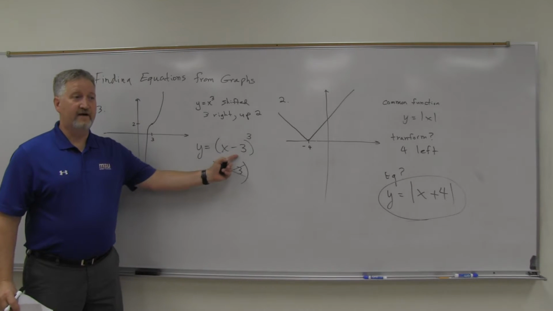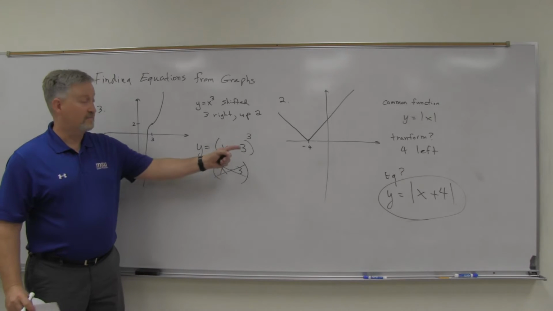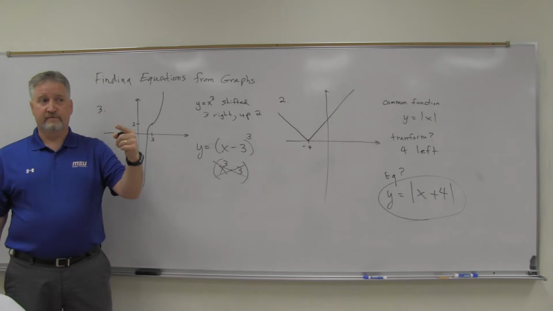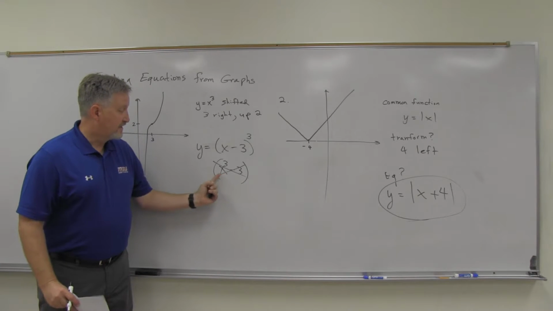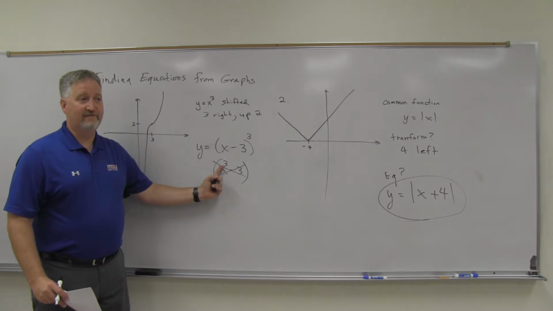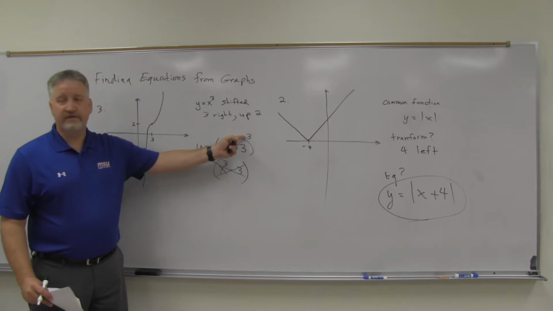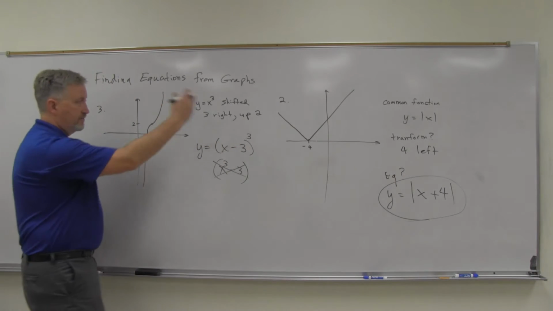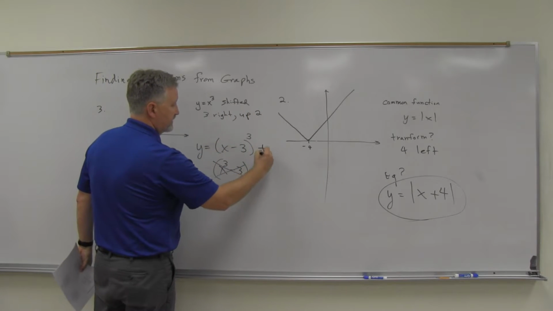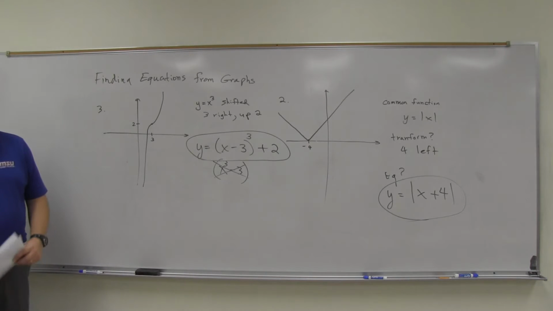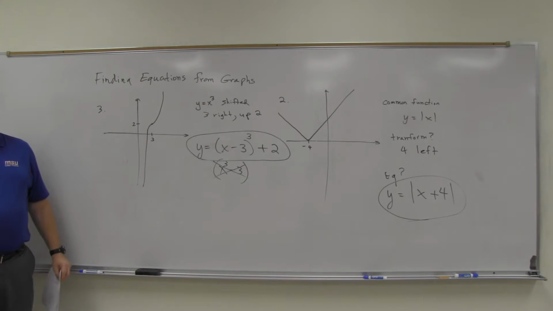It's got to be on the inside. That doesn't mean on the inside of the parentheses, it means on the inside of the function, which here is the cubing. Just because you put it in parentheses, that -3 is still on the outside of the cubing. You see what I'm saying? So it's got to be x minus 3 and then the cube on the outside. And then the up 2 is plus 2 on the outside. Do that? Good?